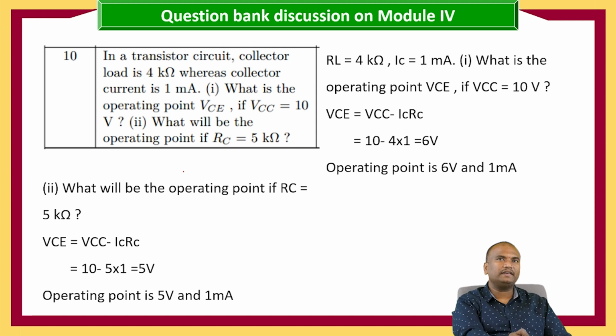Now the second case is, what will be the operating point if RC value is 5 kilo ohms? When we change the RC value to 5 kilo ohms, VCE is equal to VCC minus ICRC, that is 10 minus 5 into 1, which is equal to 5 volts. So the operating point will be 5 volts and 1 milliampere. This is the way we need to calculate the several parameters corresponding to the transistor based on the given data.